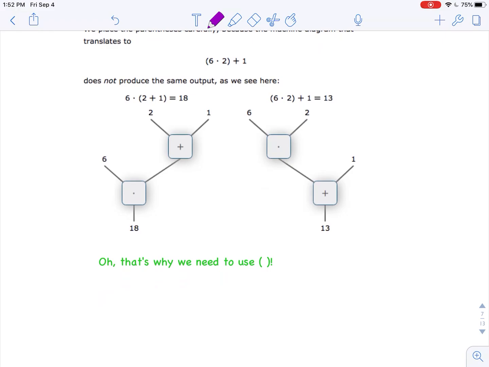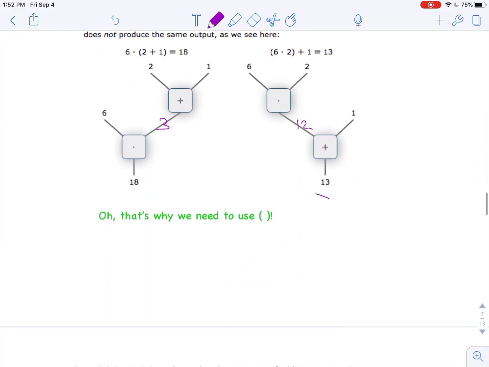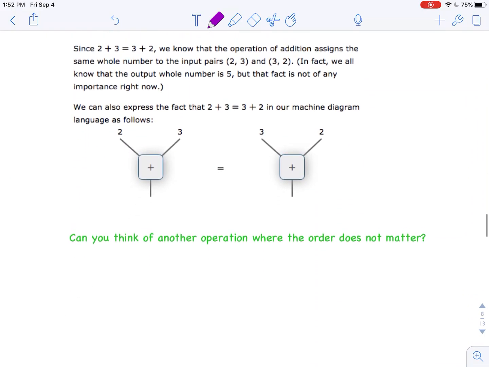So notice on this one here, what do we have? We've got 2 plus 1. There it is. When I add those first, it gets me to 3, and that's going to result in 18. If I change where the parentheses are, that's going to yield a different result. So as I showed up here, yes, that's why we need to use the parentheses. On some of these operations, you're going to see the order does not matter, and thus we could say these two machine diagrams are equal to each other. So that's a 5, that's a 5. Can you think of another operation where the order doesn't matter?